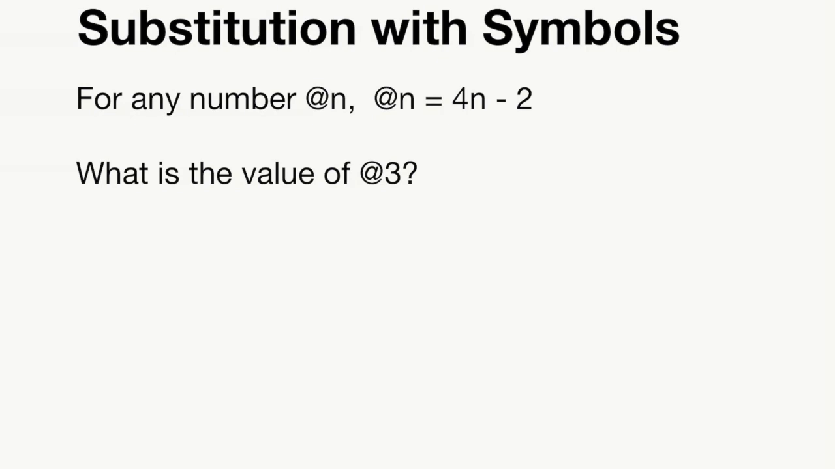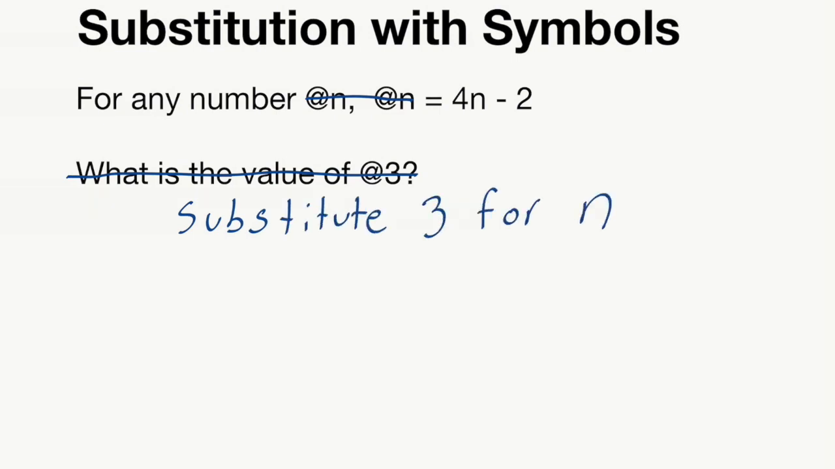So for this one, for any number, the symbol at n equals 4n minus 2. What is the value of the symbol at 3? So all this means is to substitute 3 for n. Try this one now. Okay, so we get 4 times 3 minus 2, which is 12 minus 2, which is 10.